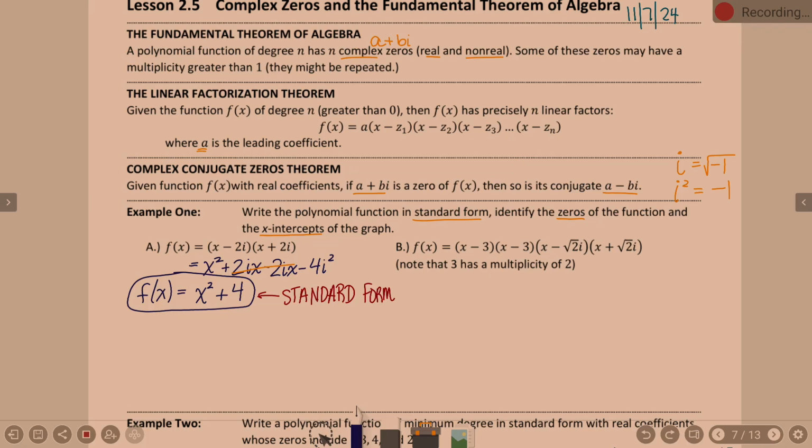But when we get to b and we've multiplied it out for standard form, I don't want to go back. I don't want to have to resolve that. So I'm going to set each factor equal to 0. So I'm going to set x minus 2i equal to 0 and x plus 2i equal to 0. What do we get for our answers here? X equals what? 2i and negative 2i.